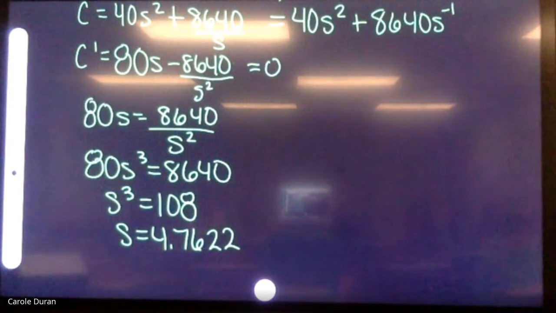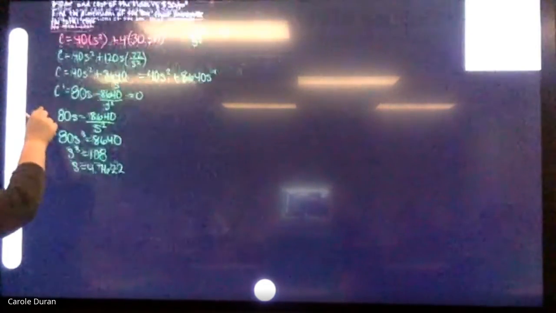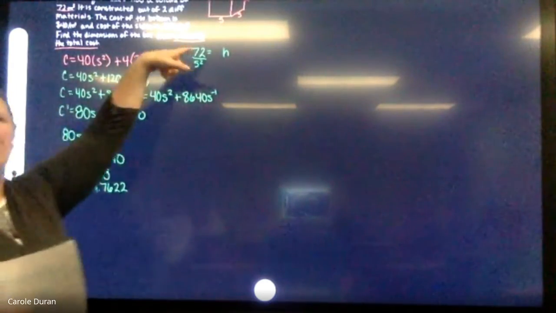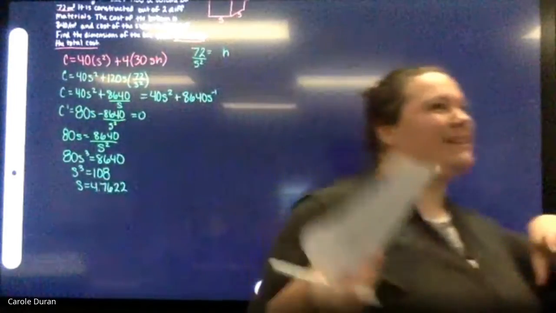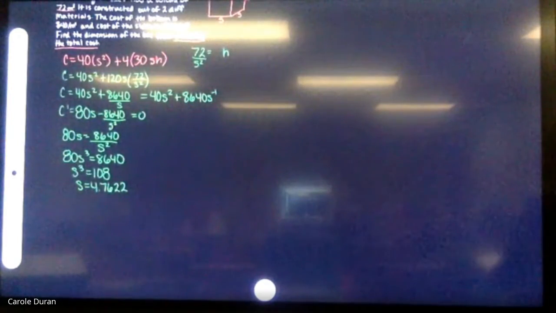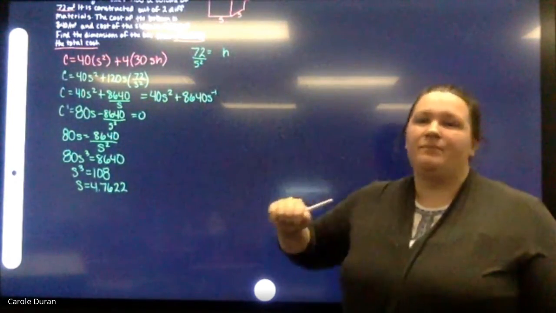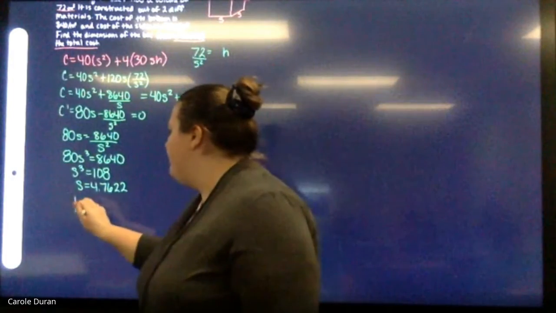What was my problem asking for as the final answer? Dimensions. Did I find the dimensions? I found s, but I still have to find h, right? Because that's the other part of my dimension. So how am I gonna do that? Plug s into what? The 72 over s squared equals h. I have an equation already solved for that missing variable. All I have to do now is plug my answer in for the variable I have and solve. So when I do that, I get h equals what?